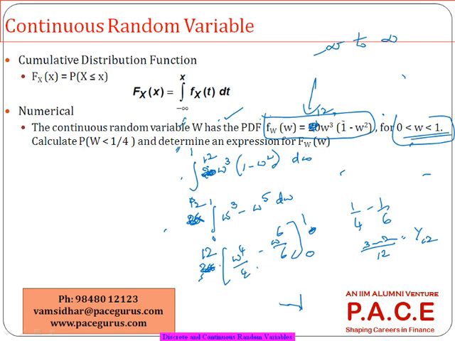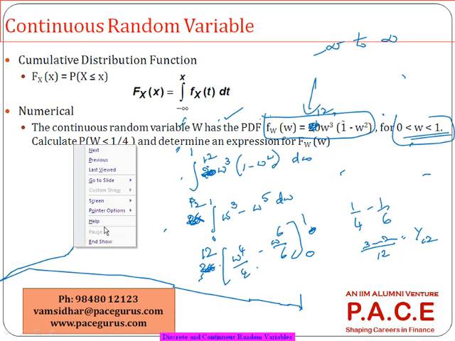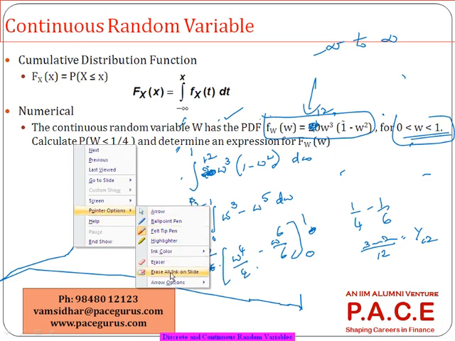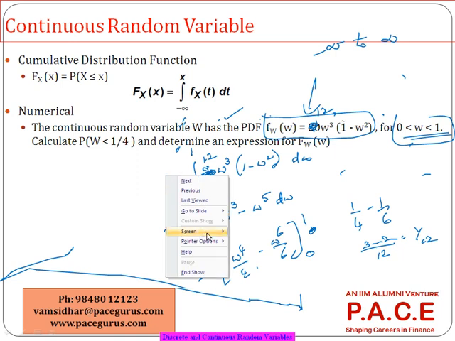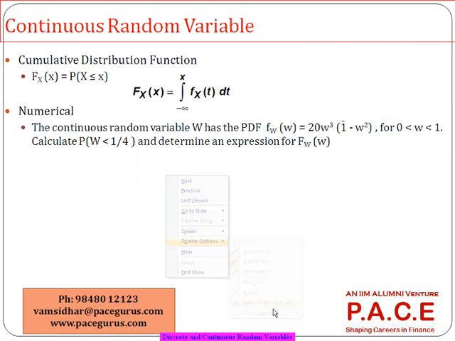If the question had been 20 w cube, then I would definitely say no, this is not a probability distribution function, because the integration of all the possible values does not come out to 1. Now, from there the question is: find the probability of w less than 1 by 4. We know that w takes values between 0 and 1. I want to find the probability that it takes a value between 0 and 1 by 4, less than 1 by 4.